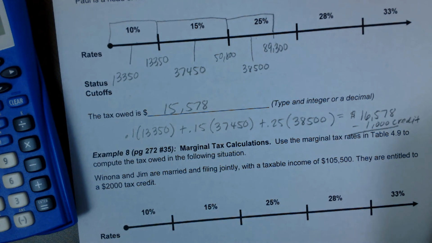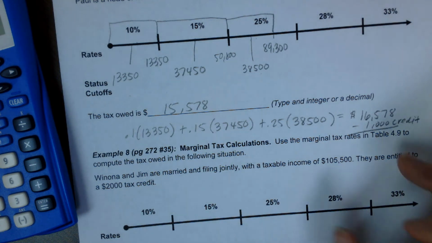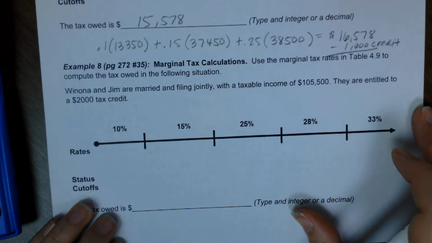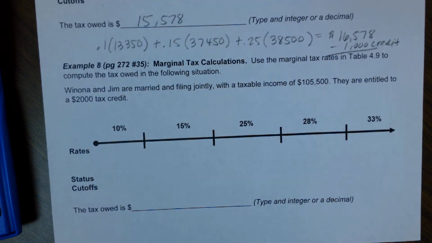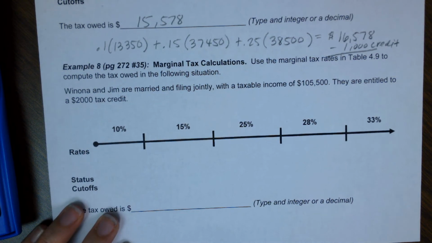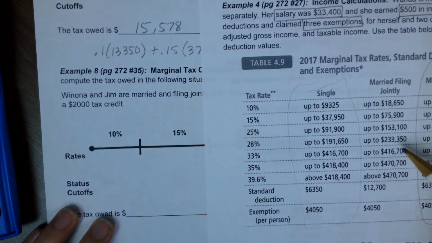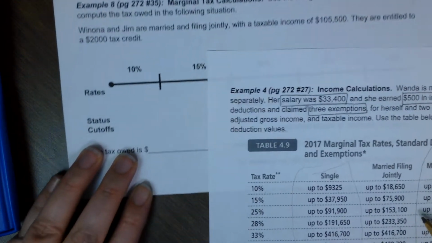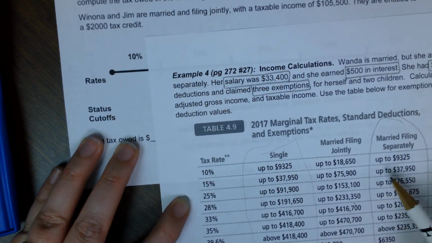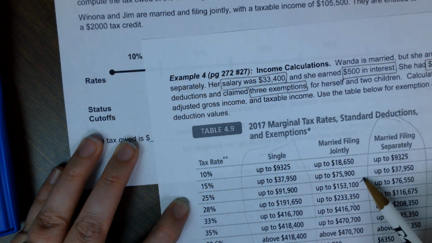example 8. Okay, Winona and Jim are married and filing jointly with a taxable income of $105,500. They are entitled to a $2,000 tax credit. Okay, so this time we're looking at married filing jointly, and they have $105,500. So that is going to put them here again in the 25% tax bracket. So they have 3 boxes.